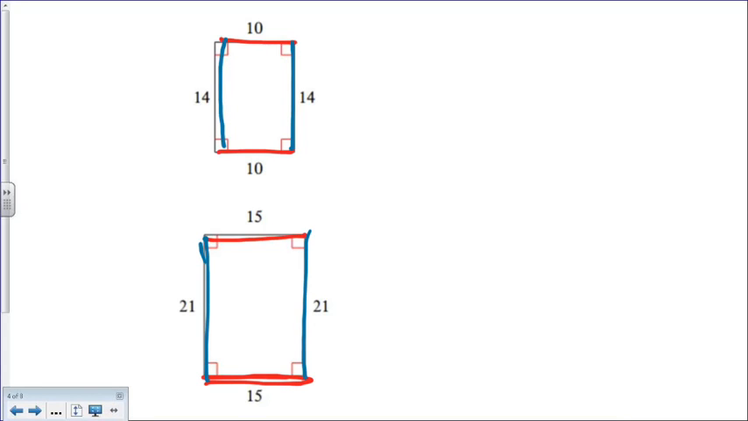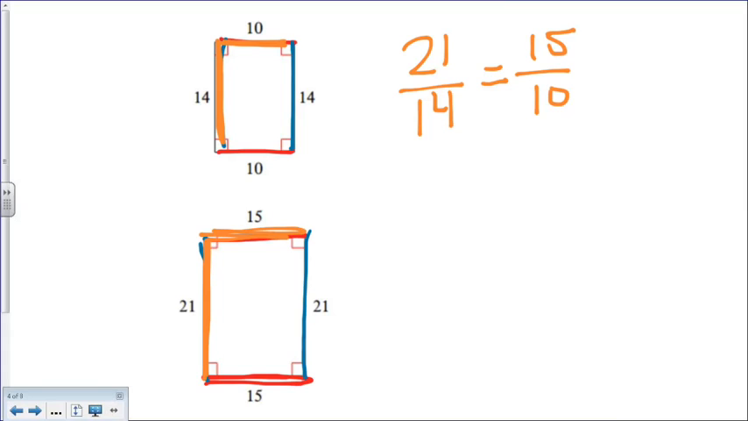What we're saying is we need to know if the side of the big rectangle, the width here, so 21 over 14, big over small, is equal to the length of big over small, so 15 over 10. Again, if they're the same, 21 over 14 equals 15 over 10. So we have to determine if these are equal.